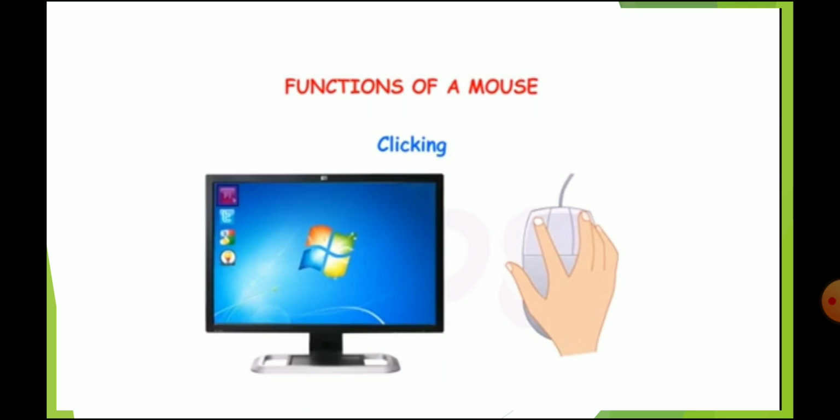Functions of a mouse. Clicking. When we press the left button of a mouse once and release it, it makes a click sound. This sound is called clicking. A click is generally used to select an item on the monitor.